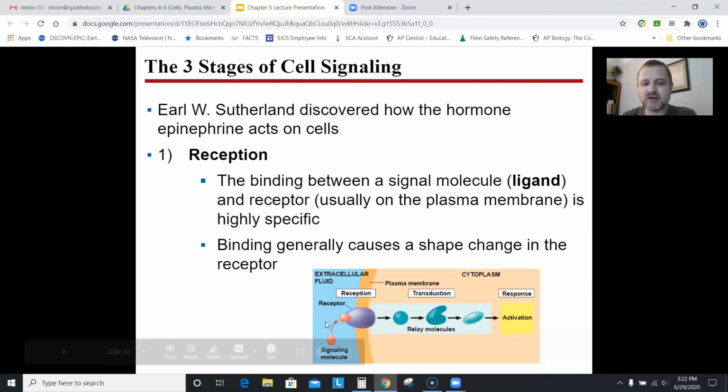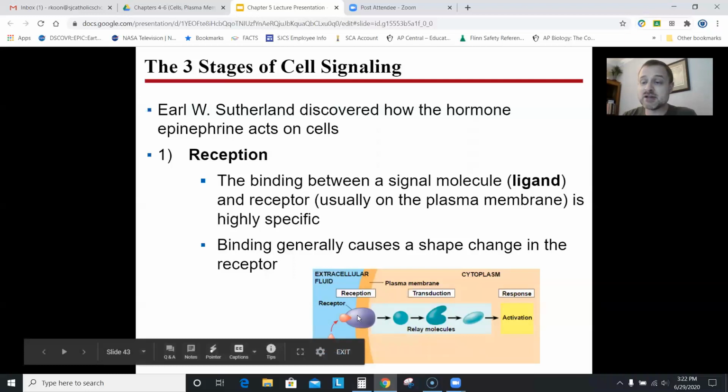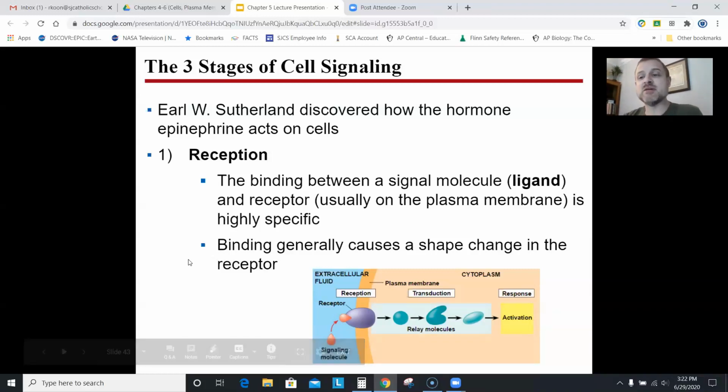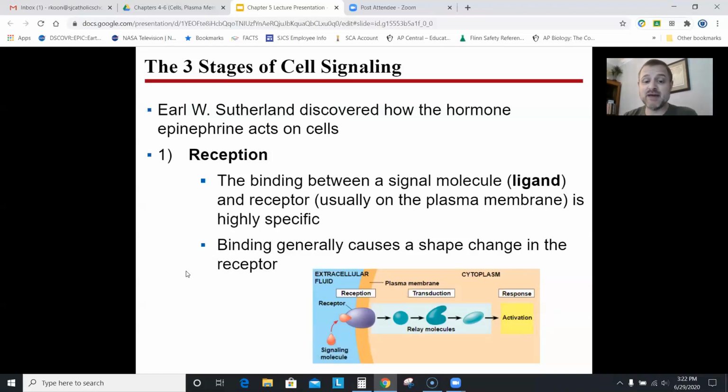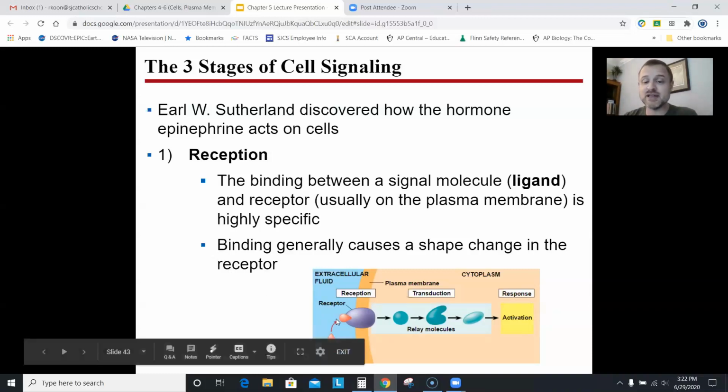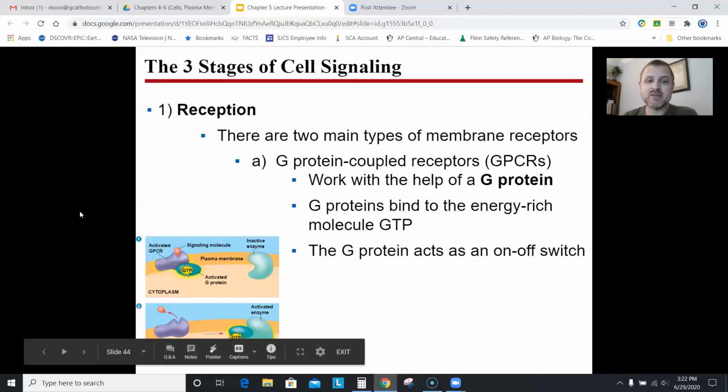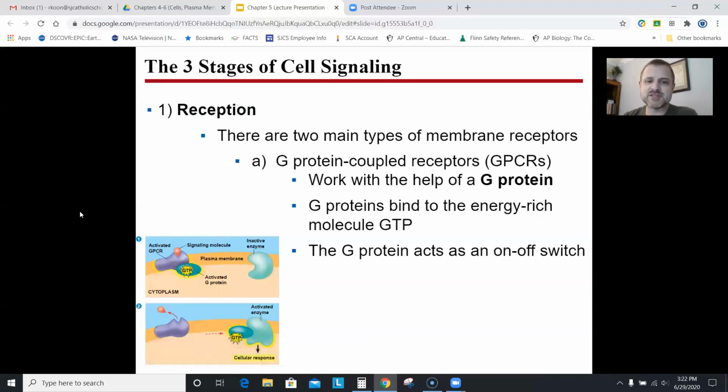Sometimes it's a case where the ligand might bind to a receptor inside the protein. It might allow ions to come in. They're called ligand-gated ion channels. And the ions don't go through the membrane unless the ligand is there to change the shape of the receptor to allow the ions to come in. So the first step in this three-step process is called reception, and that's when the signaling molecule or the ligand binds to the receptor. There's a couple different ways how the receptor works.